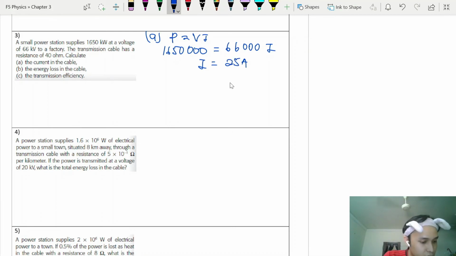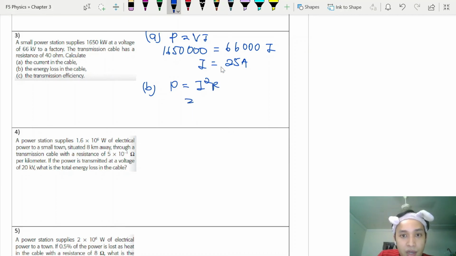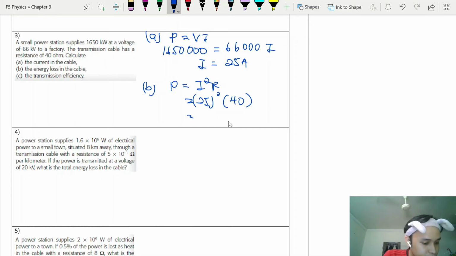Let me just check. Okay, correct, 25 ampere. So this is the current in the cable. And then energy loss in the cable, meaning I use this one, I squared R. So we use the value here, 25. Resistance is 40 ohm, right? So this one will give me 25,000 watts. This is the power loss.